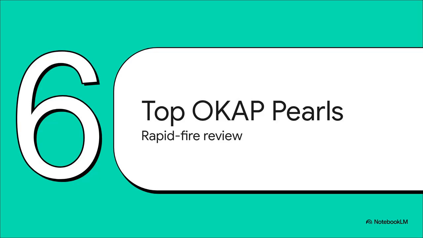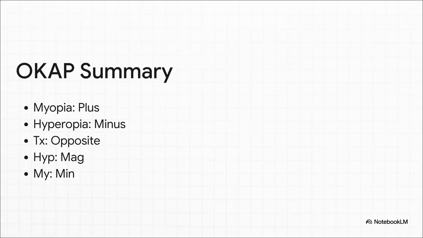And we've reached section 6, Top OCAP Pearls, a rapid-fire review. This is where we synthesize absolutely everything into one coherent framework to lock in your clinical mastery for the written boards and the wards. Okay, here is your ultimate rapid-fire summary. Number 1, myopia acts as an extra plus error lens, causing excess convergence. Number 2, hyperopia acts as an extra minus error lens, causing excess divergence. Number 3, treatment always requires a lens of equal but opposite power to neutralize the pathology.